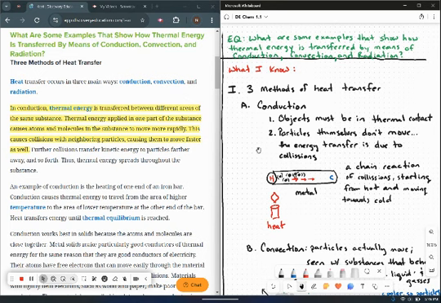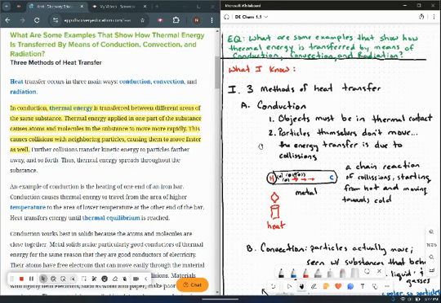Conduction. Objects must be in thermal contact. You touch something like a tabletop or a glass window or whatever, and you can feel the object is either hot or it's cold. That's because you have made thermal contact. You are touching the object and heat is flowing into your body or it is leaving your body.